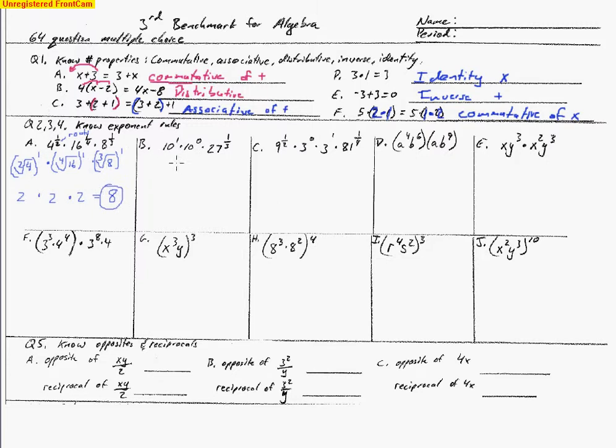Taking a look at the next one, same sort of thing. It's using exponent rules. So 10 to the first power: anything to the first power is just that number, 10. Anything to the 0 power is just 1. So 10 times 1, not 0, but 1. Remember that one. That's an important one to remember.